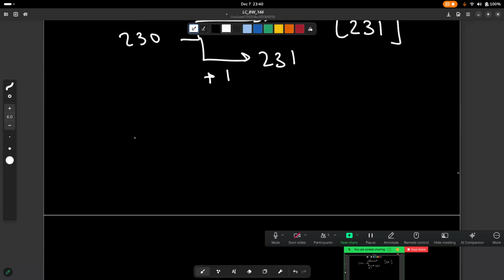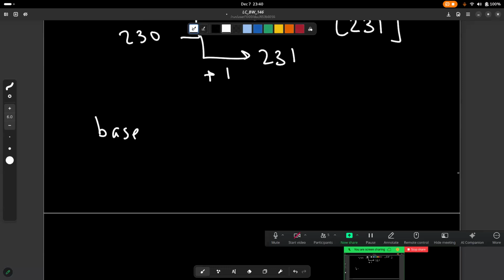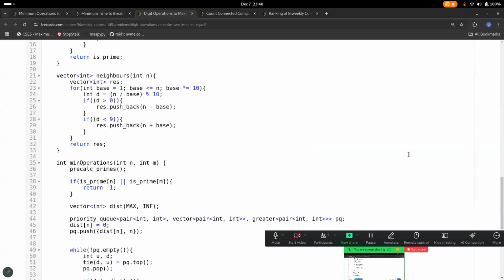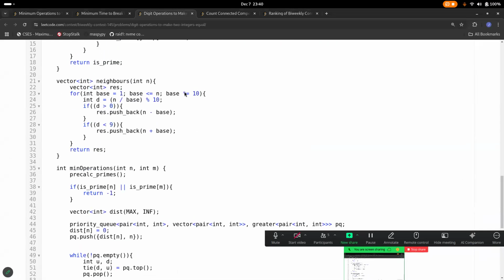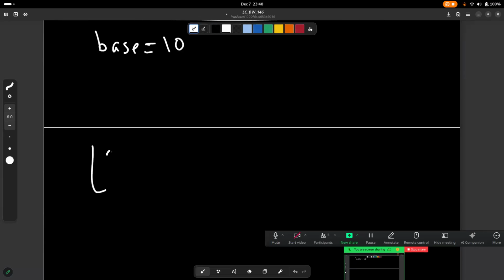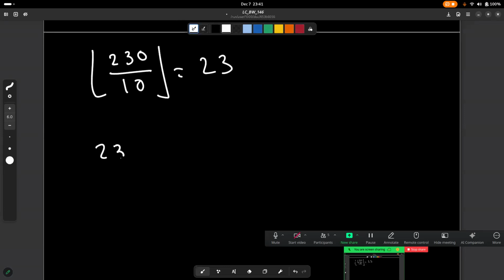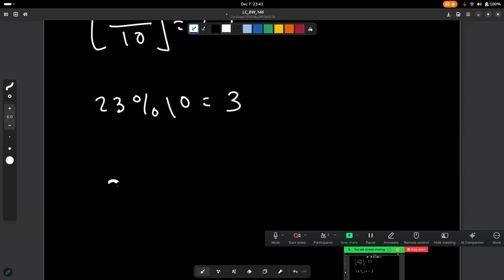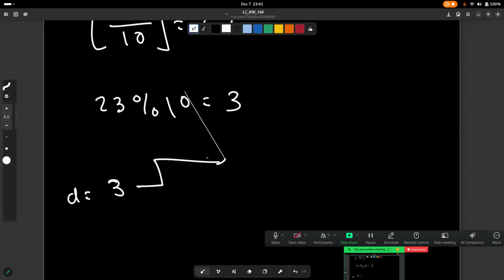Next, our base is multiplied by 10. So this is not a normal for loop, which usually has +1. This is like n to 10. So our base would be multiplied by 10 in the next iteration, and you would have base equal to 10. Now 230 divided by 10, the lower bound of this is 23. You take 23 modulo 10 to get the last digit of 23, which is 3. Now, since d is equal to 3, you can decrement 3 to go to 2. You can increment 3 to go to 4.